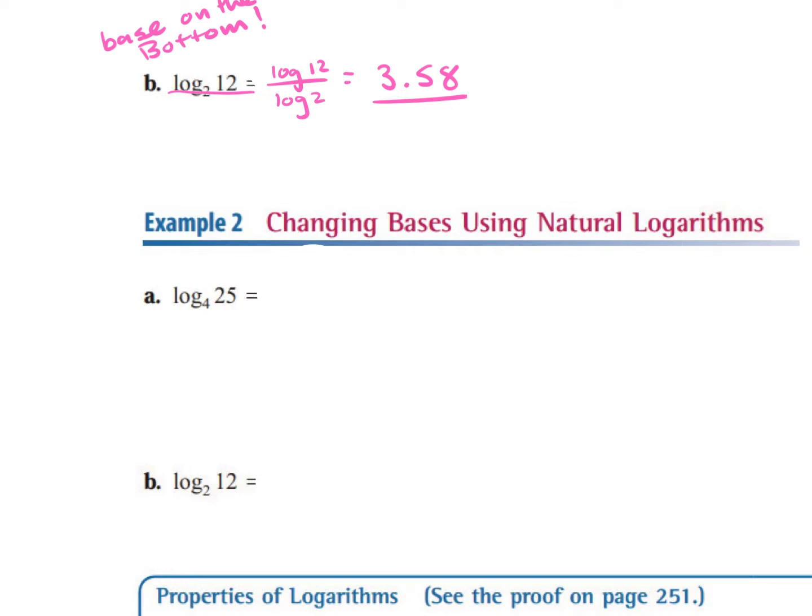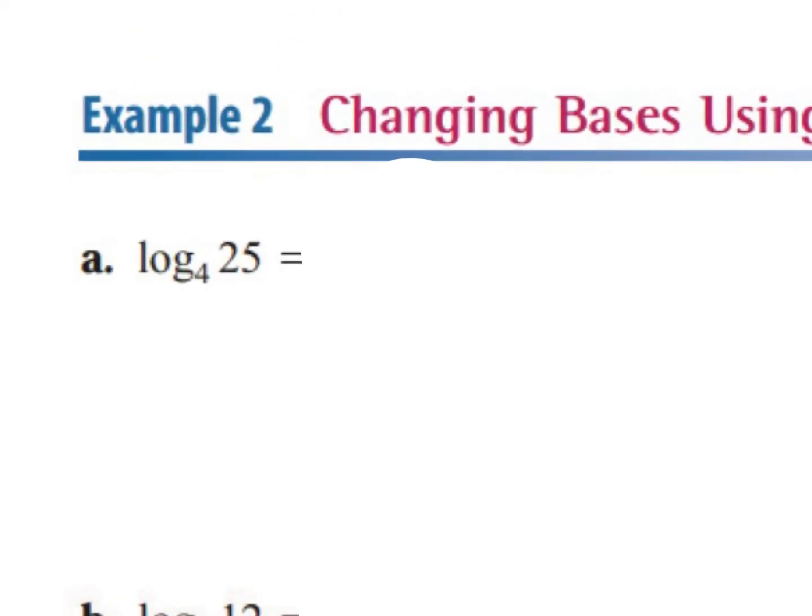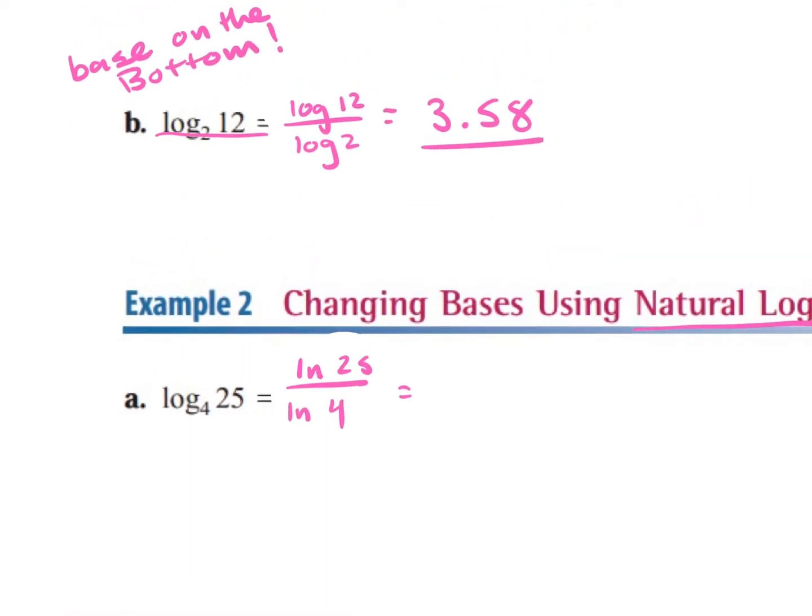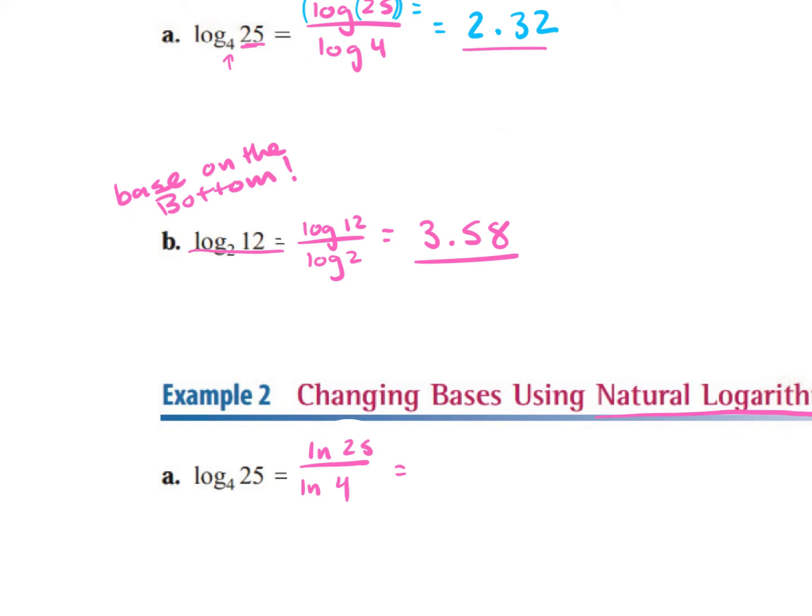Example 2, we're doing the same thing. It's the same change of base, but we're using natural logs. So it works the same way if you did ln of 25 over ln of 4, because ln is the log base e. So as long as they're the same, this is technically log base e of 25 over log base e of 4. So it still works out. When we put this in the calculator, we should get the same thing we got before, which is 2.32.